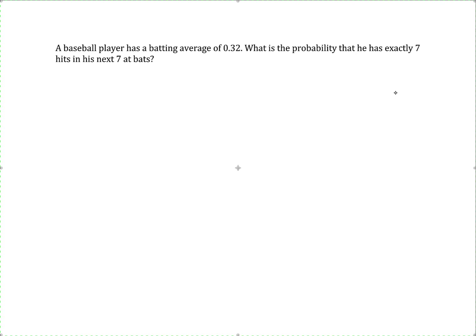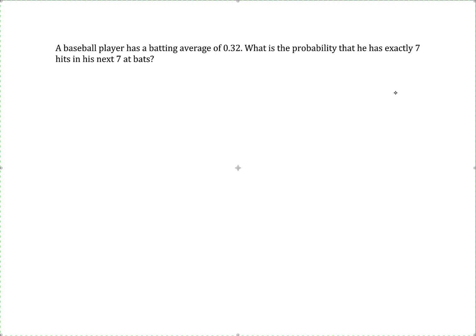We need to make sure there's only 2 outcomes on each trial. So either he's going to hit the ball or not hit the ball. So that's 2 different outcomes. And we need the trials to be independent. And so we have a batting average of .32 for each time that this player attempts an at-bat, then the batting average is still .32 each time. So we can assume independence here. Which means we're allowed to use a binomial distribution.